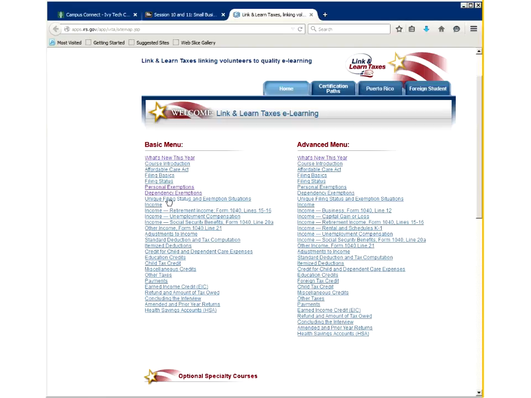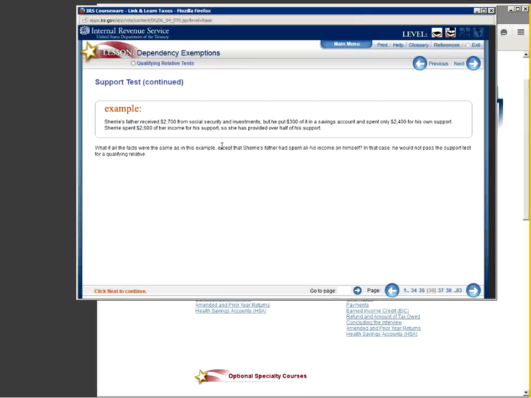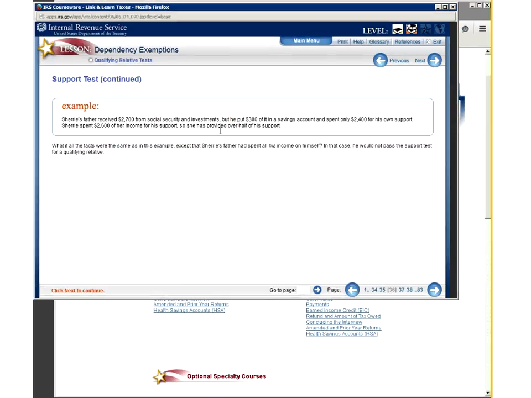I will pull up, if you would go to, say, the dependency exemptions here. I think you can see this. I just randomly went in here and I went to page 36. So this gives us an example of, can we claim somebody as a dependent? And if you go back some of the pages, it'll say, well, you have to provide over half their support. So then the question is, well, what consists of support? They give us a little example here, and this is how they teach throughout these pages.